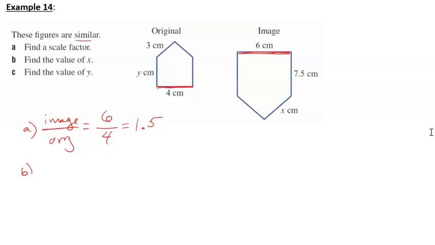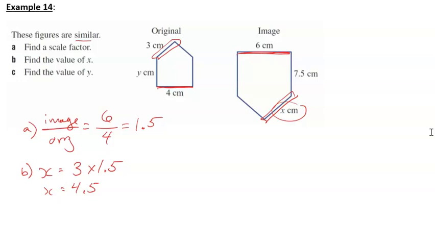So what do we have here? For B, we want to find the value of x. And I'm going to say that x matches up with the side 3 if I were to spin it around. So x is going to be equal to the original size 3 times 1.5, because we're going from original to the image. Therefore, x will be equal to 4.5.